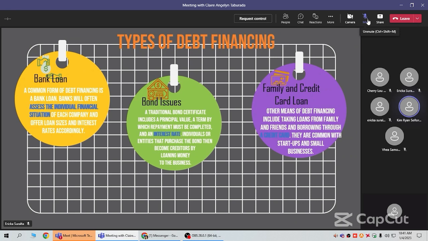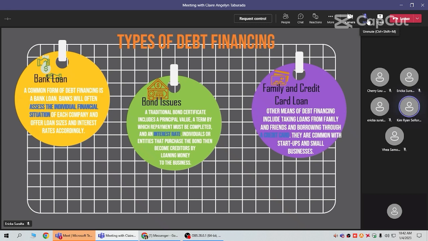So bond issues. A traditional bond certificate includes a principal value, a term by which repayment must be completed, and an interest rate. Individuals or entities that purchase the bond then become creditors by loaning money to the business. So bonds are units of corporate debt issued by companies and securitized as tradable assets. Also, a bond is referred to as a fixed income instrument since bonds traditionally pay a fixed interest rate.